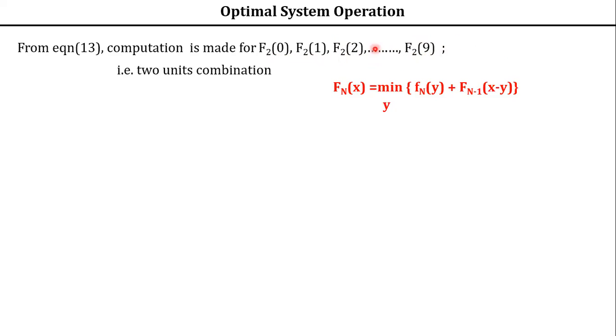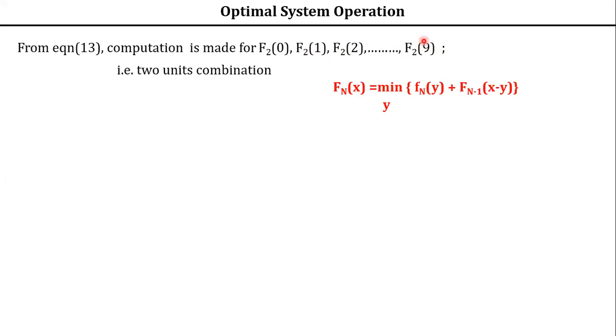What is F_2(0)? It is the minimum cost for generating 0 megawatt by 2 units. Understood? This is the meaning, by 2 units. F_2(1) is the minimum cost of generating 1 megawatt by 2 units. And F_2(9) here is nothing but the minimum cost of generating 9 megawatt by 2 units.